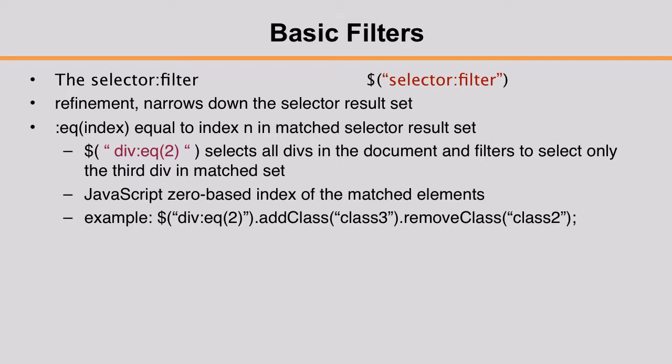For example, div:eq(2) selects all divs in the document and filters to subselect only the third div in the match set. Note that jQuery uses the JavaScript zero-based index system, starting with index 0, hence div index 0 is the first div in the match set. Div index 1 is the second, and div index 2 is the third.